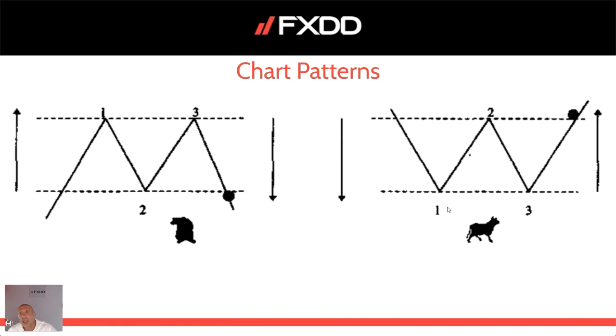W is 1, 2, 3, but the point 2 is to the upside. When price breaks point 2 by 2 pips plus the spread, you open a trade. Alternatively, you might wait for a retest and then entry. Or here also a retest. When price goes up, then it goes down. It's called a retest. Then it starts to move up. You go then long.